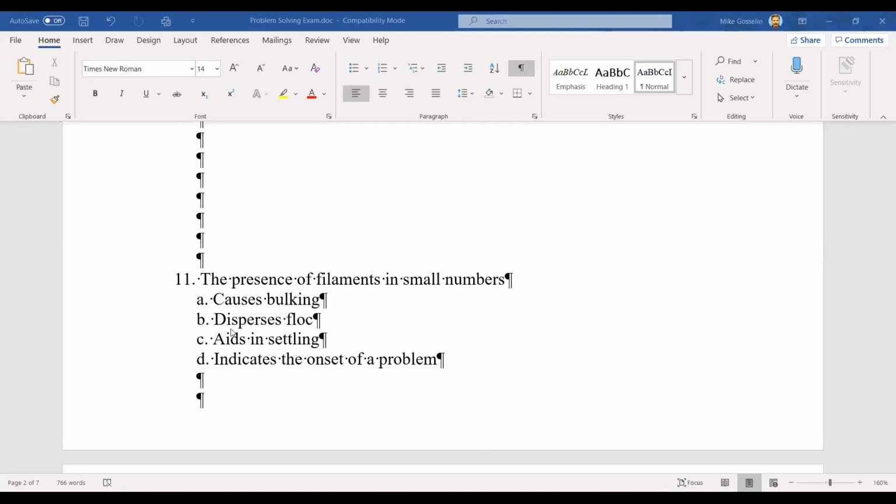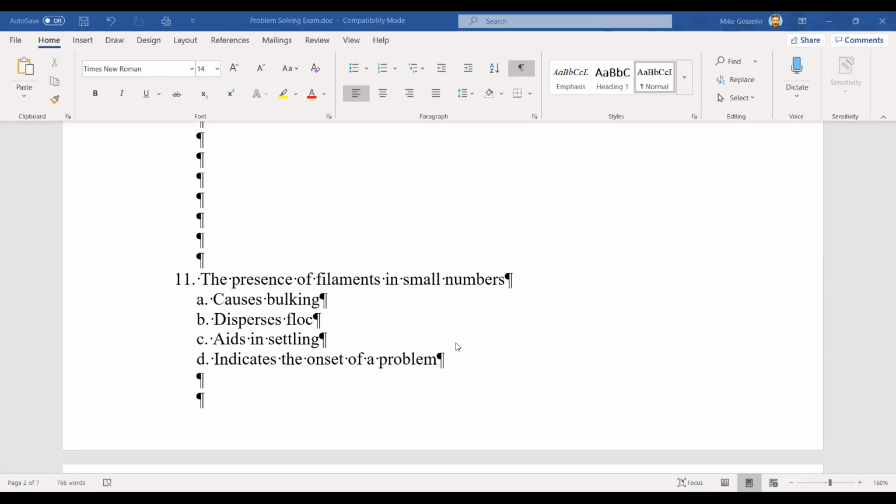So the correct answer in here is C. So it aids in settling. If you're looking at this question, let's break it down a little bit. We've talked about that filaments are good in certain quantities because they allow bacteria to build around them. They focus on them, and if that happens, you're developing larger floc which will then settle easier. So that's how you get to the answer in this question.